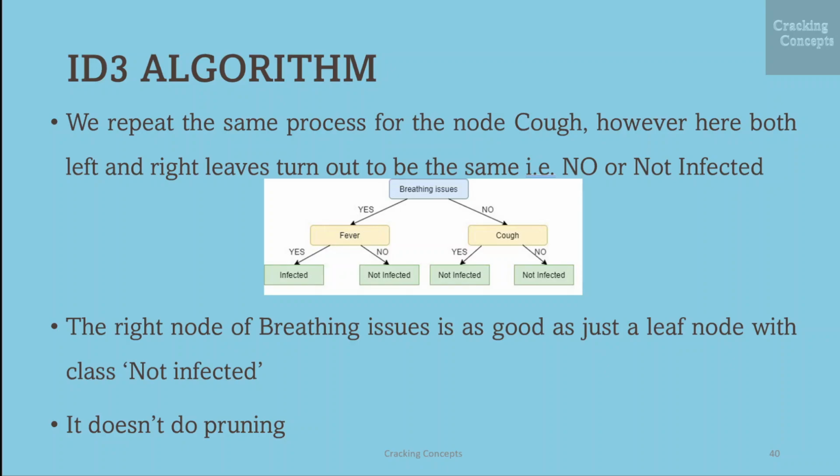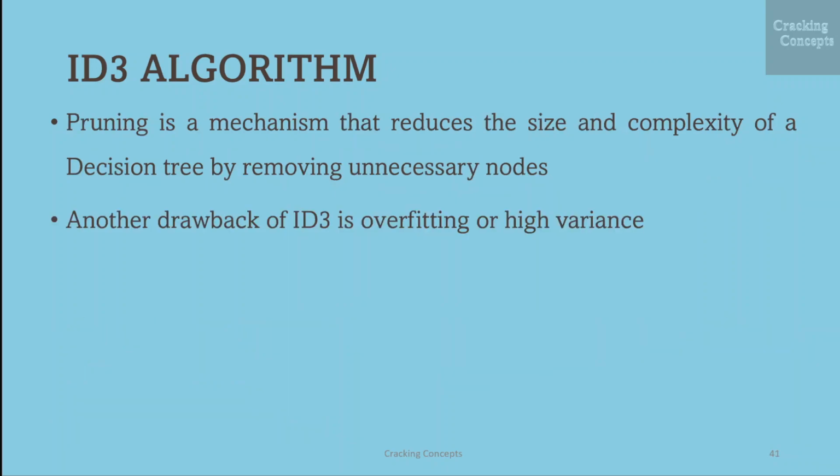We'll repeat the same process for the node cough. However, here both the left and right leaves turn out to be the same, which is no or not infected. Now this is one of the drawbacks of ID3, which is that it doesn't do something called pruning. Pruning is a mechanism that reduces the size and complexity of a decision tree by removing unnecessary nodes. Another drawback of ID3 is overfitting or high variance, that is, it learns the data set it used so well that it fails to generalize on new data.